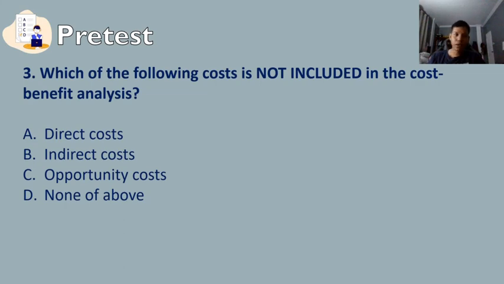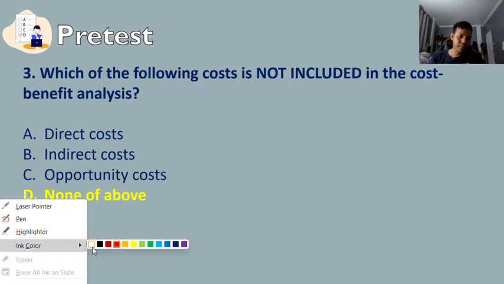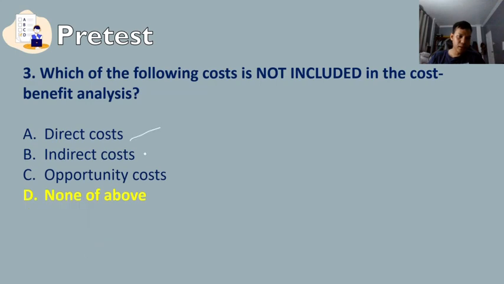So the answer for question number 3 is letter D, none of the above. It means that the direct cost, indirect cost, and opportunity cost are included in the CBA.